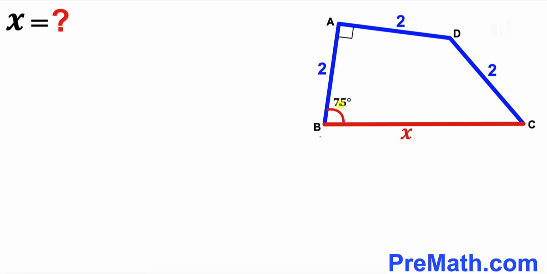Welcome to PreMath. In this video, we have this quadrilateral ABCD, as you can see in the given diagram, such that angle ABC is 75 degrees, whereas angle BAD is 90 degrees. Moreover, side AB equals side AD equals side CD. In other words, each of these sides is 2 units. Furthermore, the horizontal side BC has length represented by X. Our task is to find the value of X. In other words, we are going to find the side BC length.